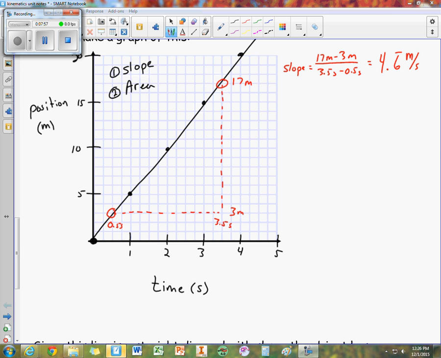Pretty darn close to 5 meters per second. And the reason why it's off is because I freehanded it. So what we see here then is that the slope gives us the velocity. So the velocity equals a final position minus the initial position, over final time minus initial time. So in other words, velocity is delta x over delta t.